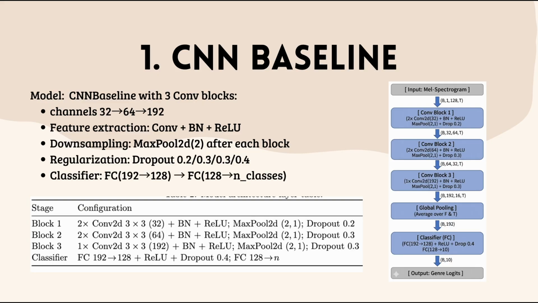And to reduce overfitting, we add dropout throughout the network: 0.2 after block 1, 0.3 after block 2, 0.3 after block 3, and 0.4 in the classifier head. For the classifier, we first use adaptive average pooling to compress the feature map to a fixed-size representation. Then we apply a fully connected layer 192 to 128 with ReLU, followed by the final layer 128 to 10 classes to produce the class logits.